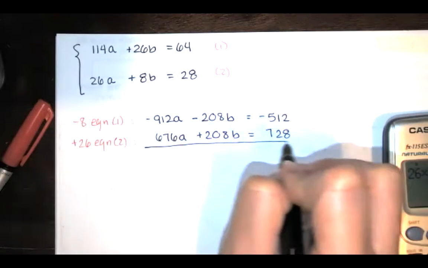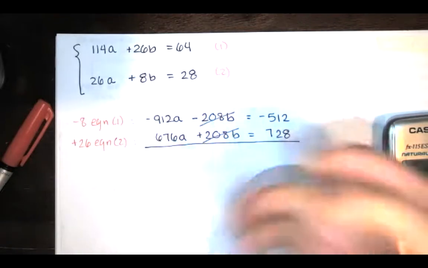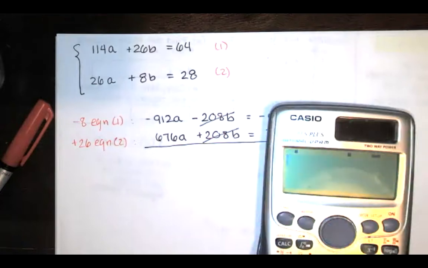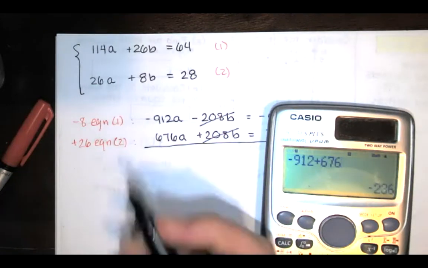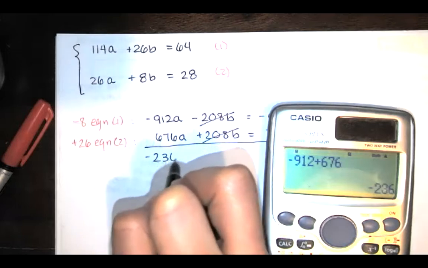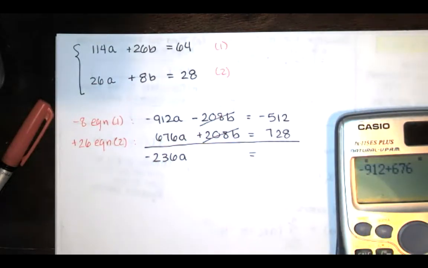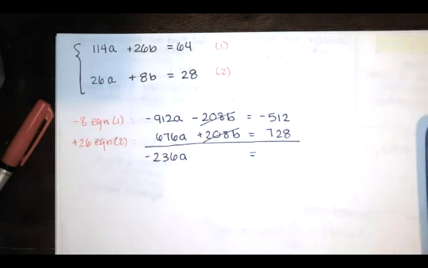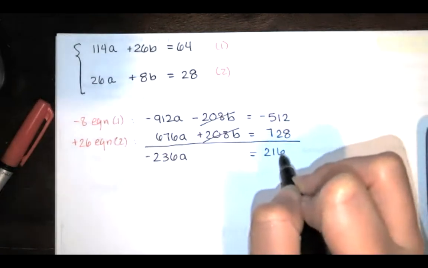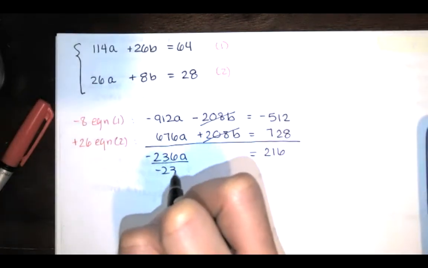When we add those together, we should get rid of the b's, and we do. So I have -912 plus 676, which is -236 times A equals this quantity, 728 minus 512. Now I get 216. And then to get A by itself, we'll just divide.